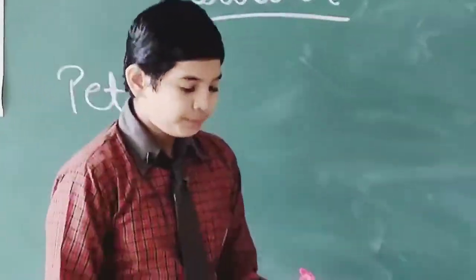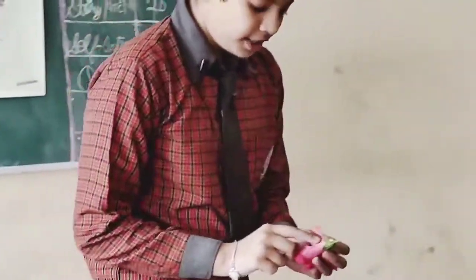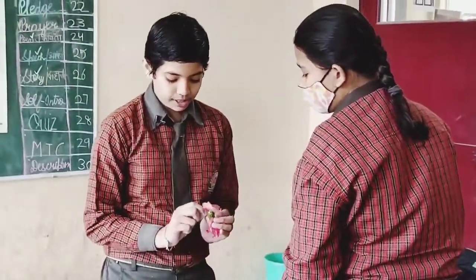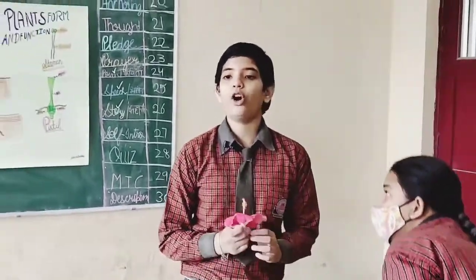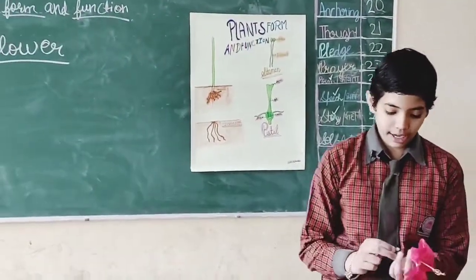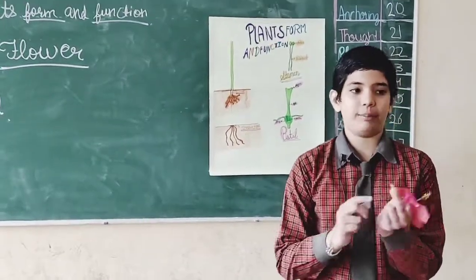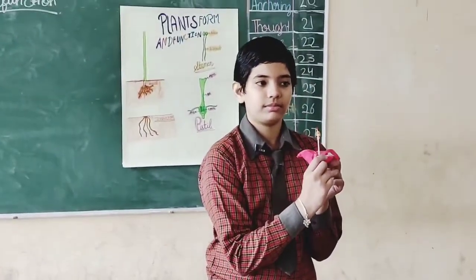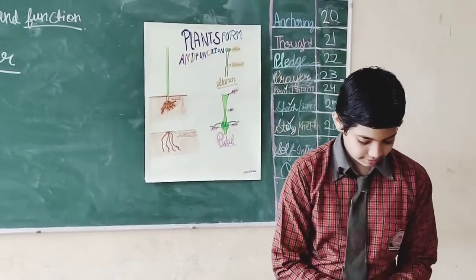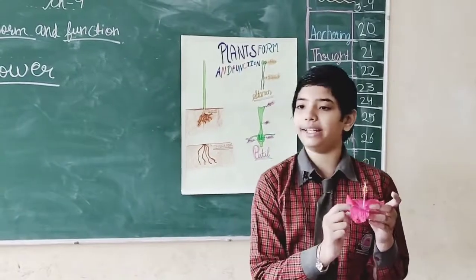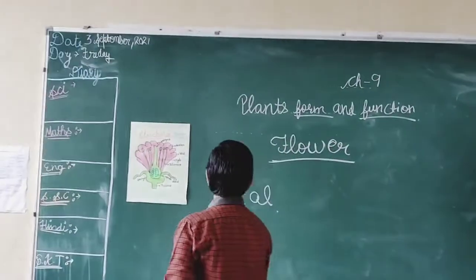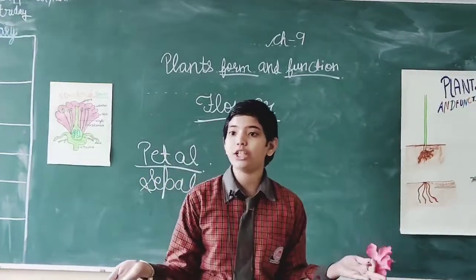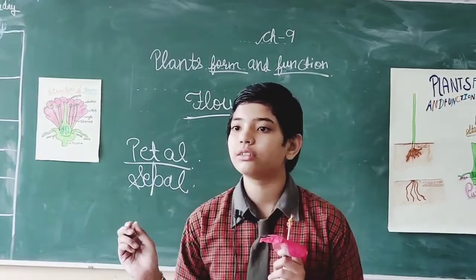In this flower, the greenish portions are known as sepals. See, I have broken it: this is a sepal and this is a petal. Now you know what sepals and petals are. The group of petals is known as the corolla.